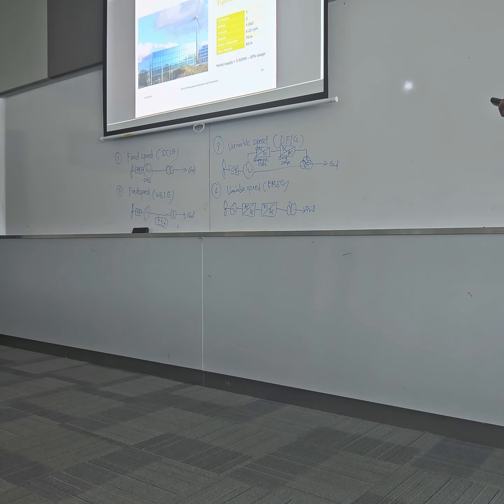So this is a typical turbine in Green Park, Reading. It's a 1 turbine, 2 megawatt wind turbine. Homes we know for now, 1063. It's about 6 to 22 RPM for the rotor, 70 meters diameter, 85 meters hub height. And overall, in a year, it generates 3.5 gigawatt hours with a 20% usage.